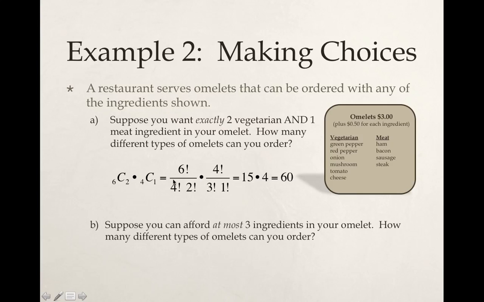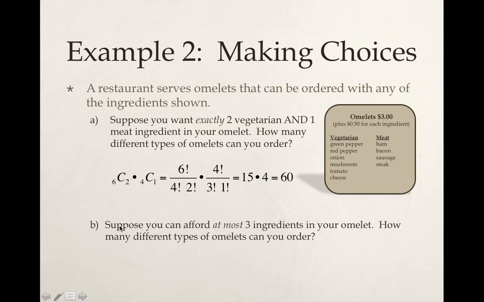Okay, so when we work things out, here's our setup for our combination of 6 taken 2 at a time. Here's the setup for 4 taken 1 at a time. And when we work this out, we're going to take 15 times 4, which is going to give us 60. So there's 60 different omelets you could order that would have exactly 2 vegetarian ingredients and 1 meat ingredient.